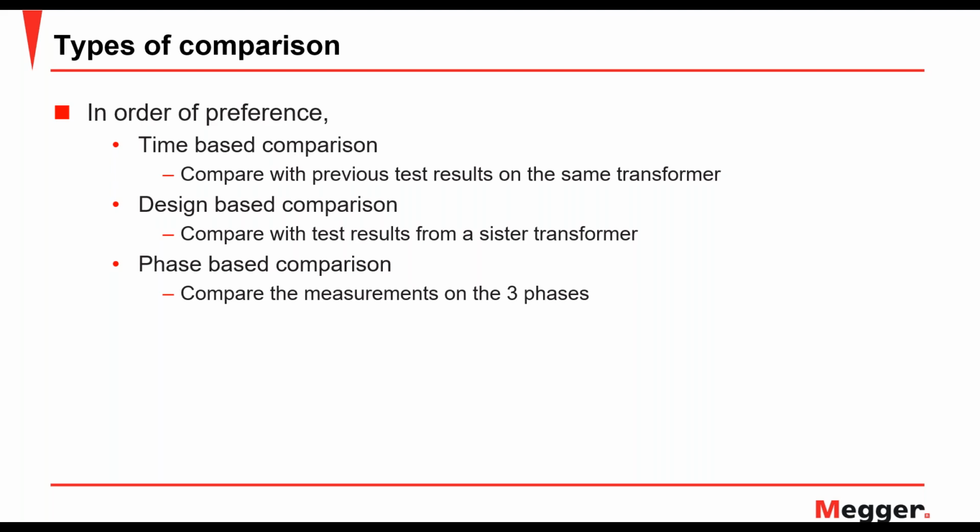And then the third type of comparison is a phase-based comparison, where we compare the measurements done on the three phases. Now, this is the comparison that you would do if you do not have the previous two options. So you do not have any sister transformers, nor do you have any previous test results. In that case, you can compare the three phases, and you will see differences between the three phases, but they'll follow each other for the most part. If there's something seriously wrong with one of those coils, then you will see a deviation on one of those coils.